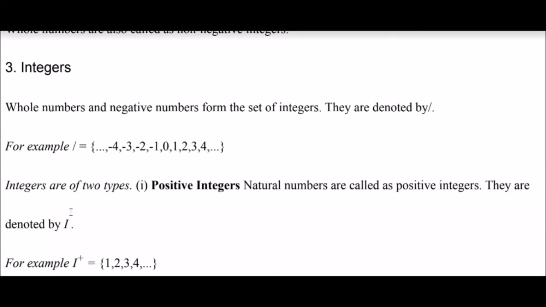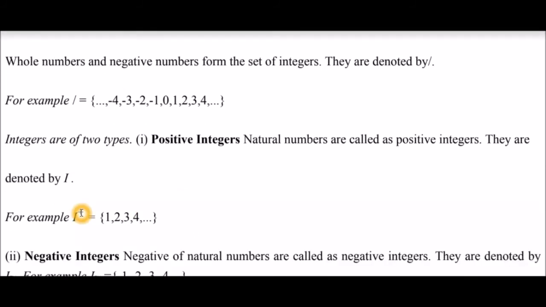So integers are of two types. Positive integers: all natural numbers are called positive integers. Natural numbers start from 1, so all natural numbers 1, 2, 3, 4, and so on to infinity are called positive integers. They are denoted by I plus. Plus means positive. So I plus, the set of positive integers, is equal to the set of 1, 2, 3, 4, and so on.